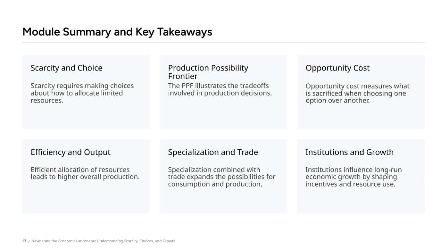Efficient allocation of resources is crucial because it leads to higher overall production and better outcomes. Specialization combined with trade allows us to expand what we can consume and produce beyond our own limitations. Finally, institutions play a vital role in long-run economic growth by shaping the incentives and how resources are used in an economy. These concepts together form the foundation for understanding economic decision-making and growth.